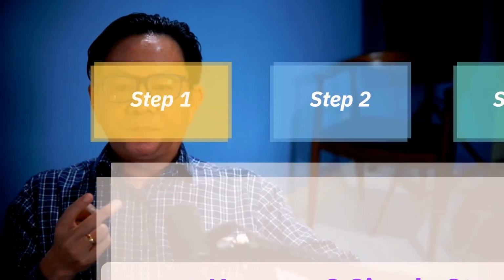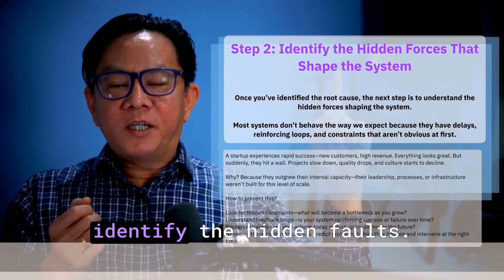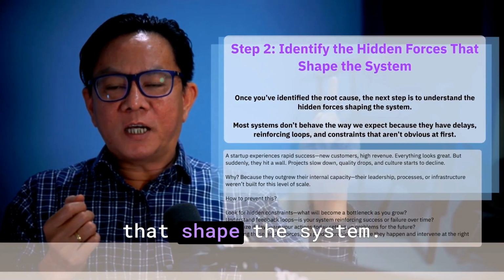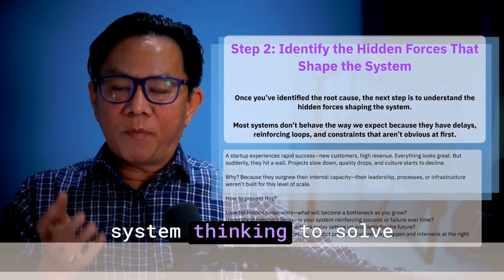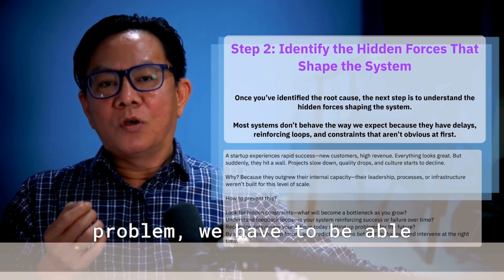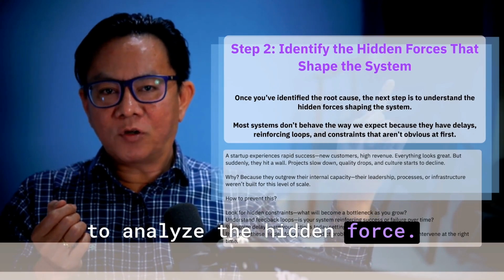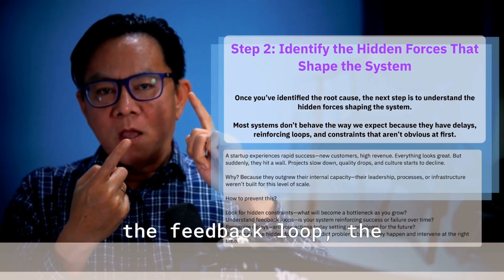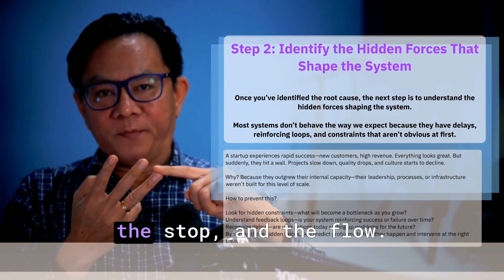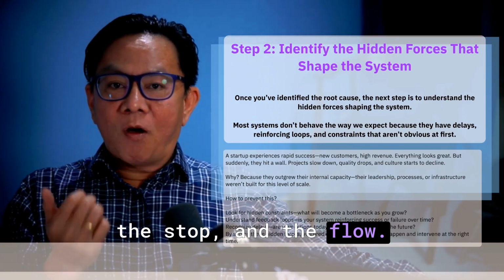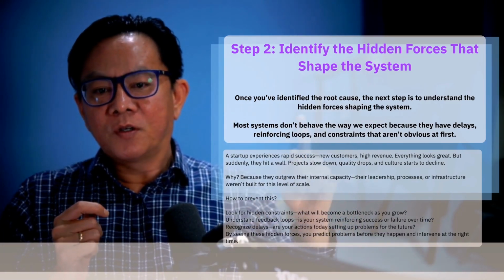Step 2. Identify the hidden forces that shape the system. In order to apply system thinking to solve problems, we have to be able to analyze the hidden forces. We have to understand the feedback loops, the delays, the leverage points, the stocks, and the flows. So we have to map out the system to see the hidden forces.